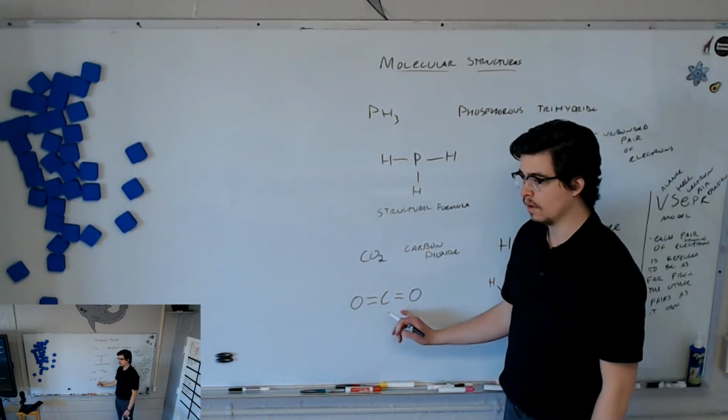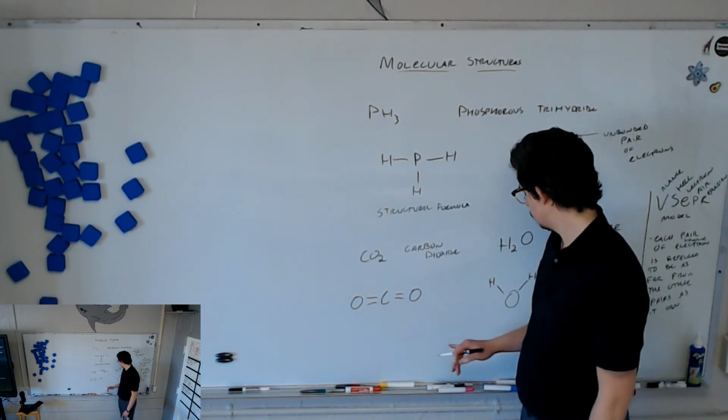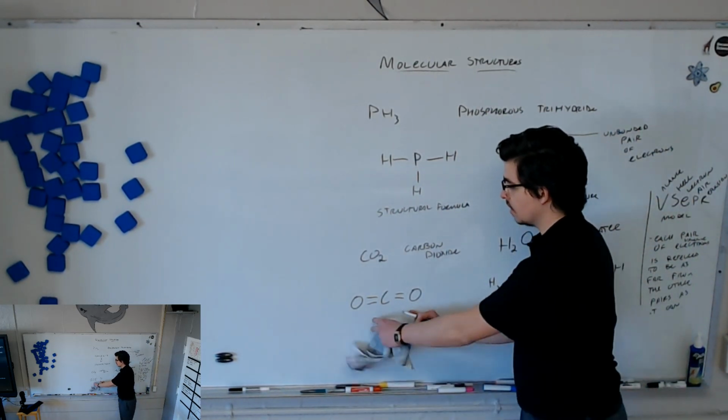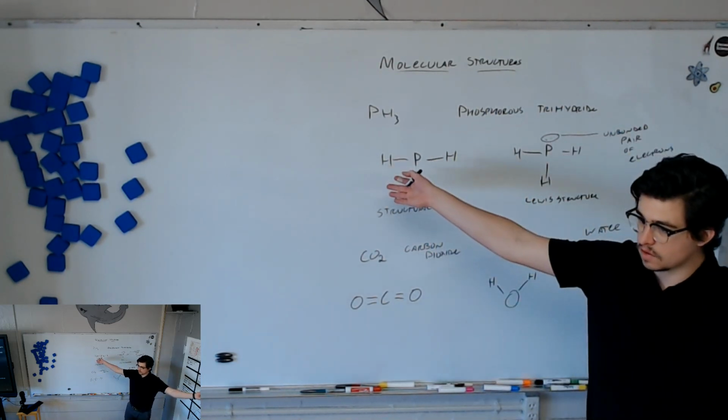And now, unlike our water, the carbon has no unbonded pairs, and so these already are as far apart as they can get just by being straight out.